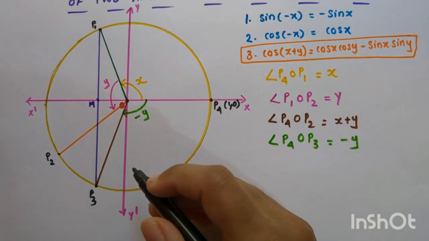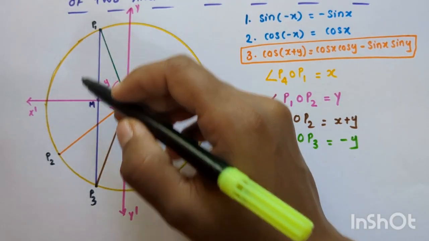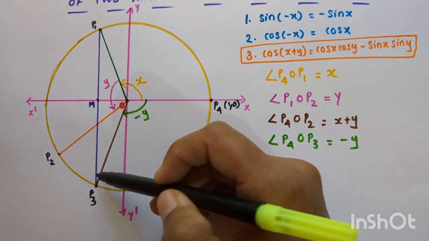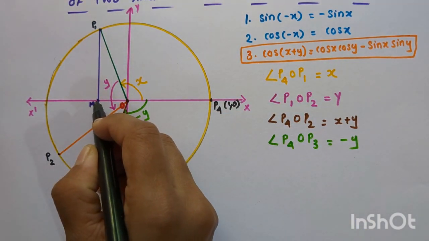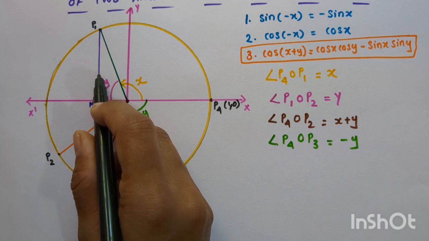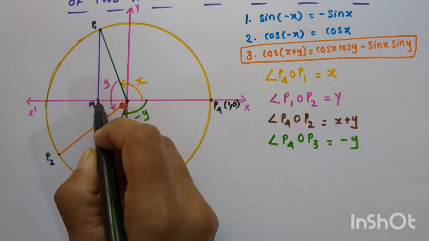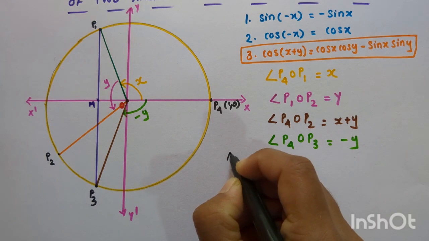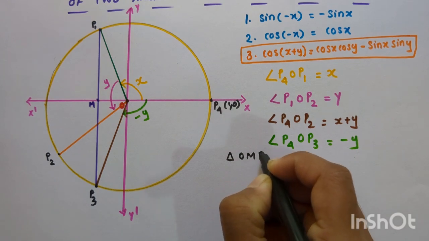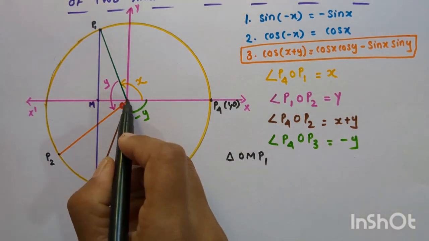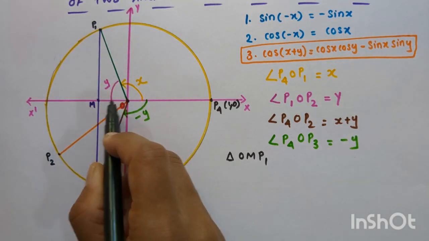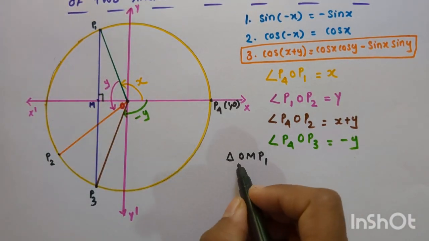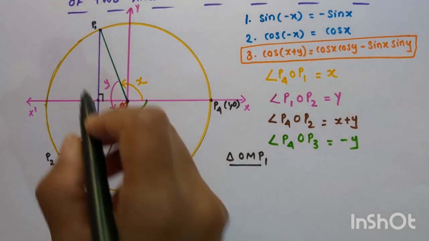Now you see, I have joined these 2 points P1 and P3 using this straight line. And I have named the point where this line intersects the axis as M. Now I am going to consider the triangle OMP1. You see, this is a right angled triangle. So I am considering triangle OMP1.